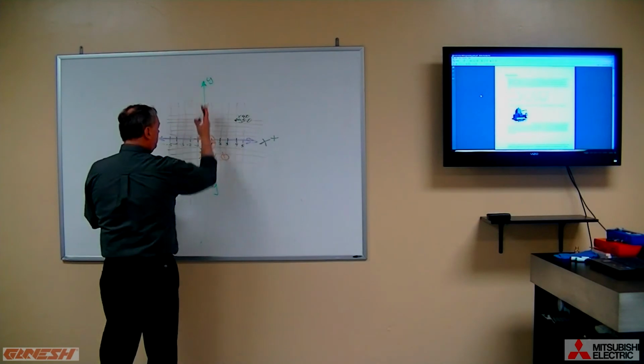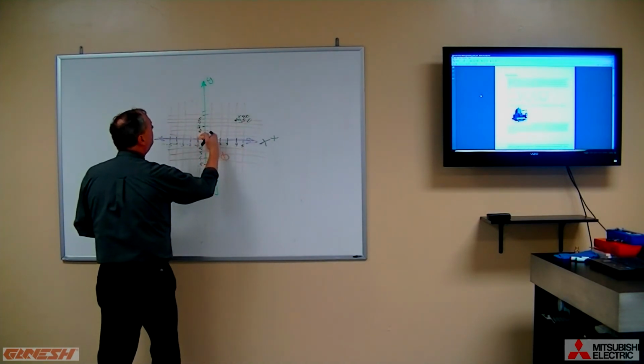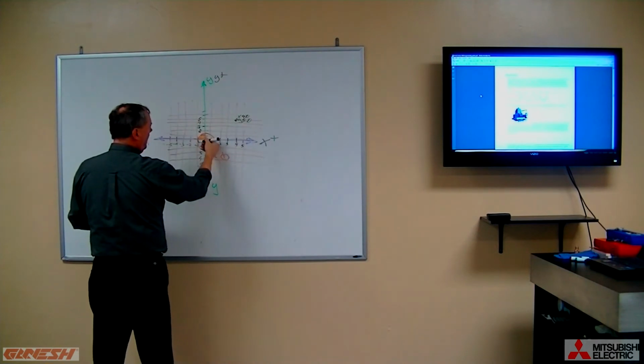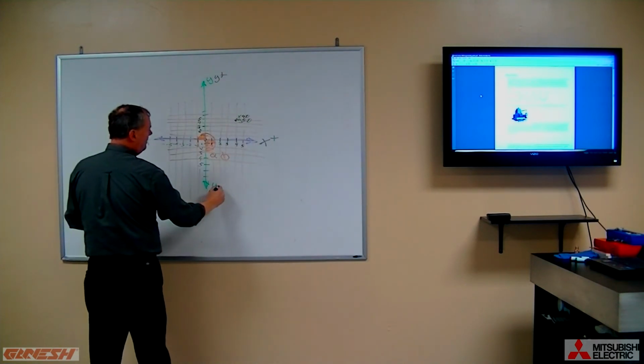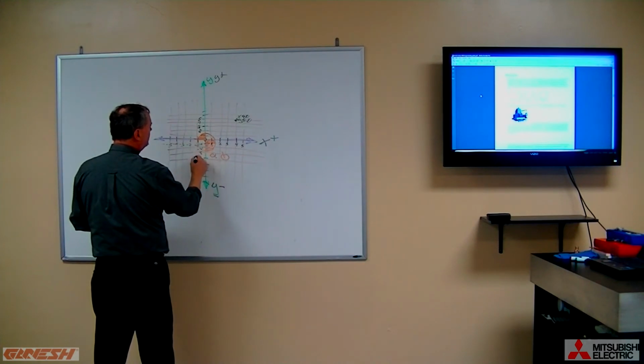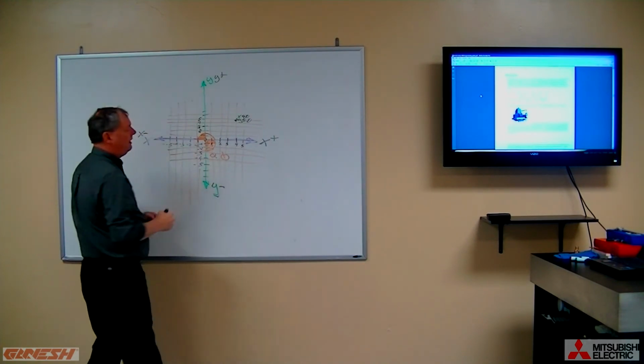Now likewise with our y. Anything above the x-axis is said to be y plus. Anything below is said to be y minus. So this is minus 1, minus 2, minus 3, minus 4, and minus 5.